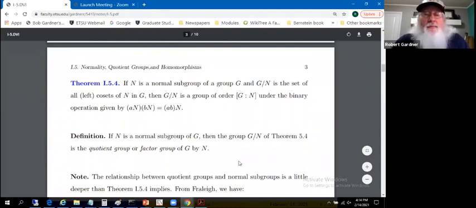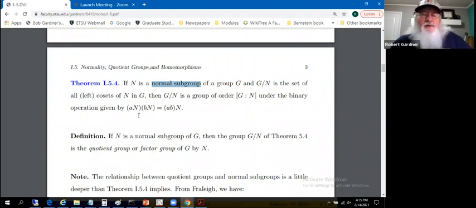Okay, Theorem 1.5.4 says, if N is a normal subgroup of a group G, and G mod N, we've done this before, is the set of all left cosets, this also holds for right cosets, of N in G, then G mod N is a group of order the index of N in G, under the binary operation given here. Left cosets, well, I just needed some symbols to write. If we've got a normal subgroup, which we've hypothesized, left and right cosets are the same. So this could also be written Na times Nb equals NAB.